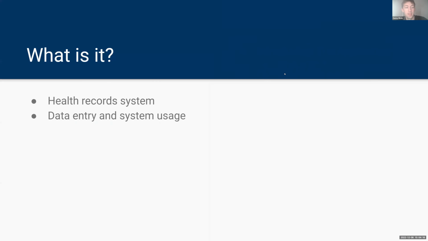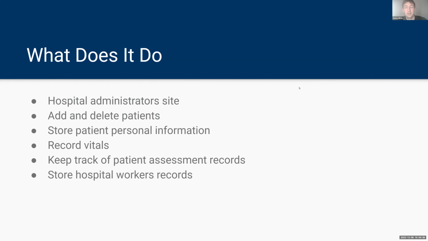So what is it? The WCTC Health System is an existing electronic health record system in which WCTC Health students can practice data entry and system usage. What does it do? It's a hospital administration site which allows for the adding and deleting of patients. It also allows for the storing of personal information as well. And with that, I'm going to hand it over to Emma.